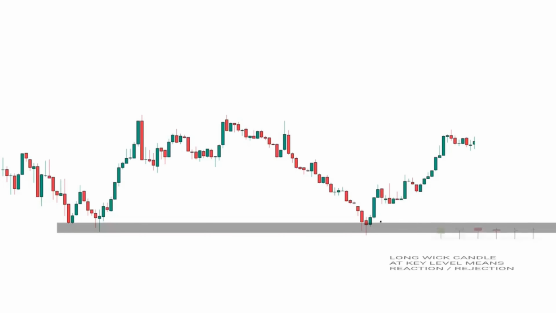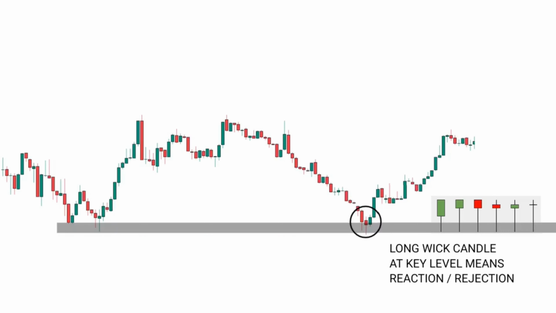For example, if you see a long wick candle at support, it signals rejection, meaning price tried to break lower but failed. That indicates price is reacting to and respecting the level. For confirmation, you can use candlestick signals.